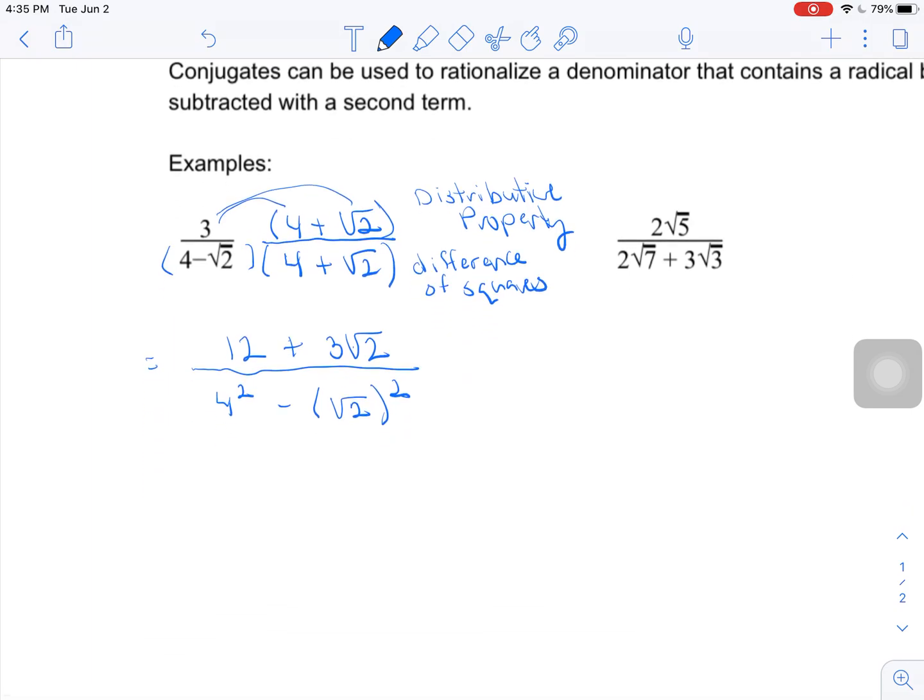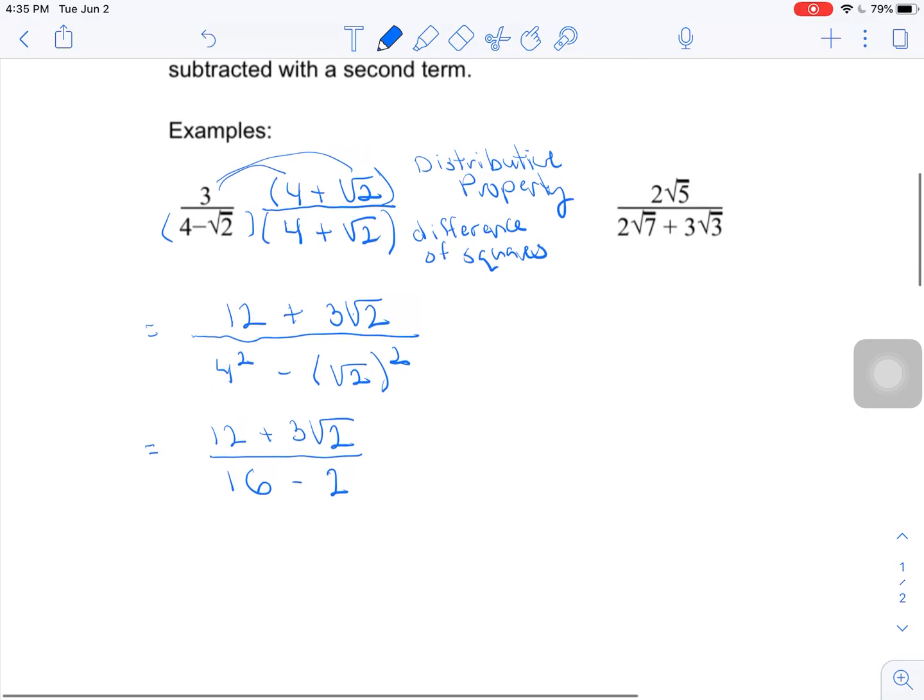So now we can go through and do a little bit of cleanup, especially on the bottom here. We're going to leave our top alone for just a second. On the bottom, we get 4 squared is 16. The square root of 2 squared is really the square root of 2 times the square root of 2. Well, that's the square root of 4, which is 2. So basically the square and the square root wipe each other out. The square root of 2 squared is just 2. Squares and square roots undo each other.